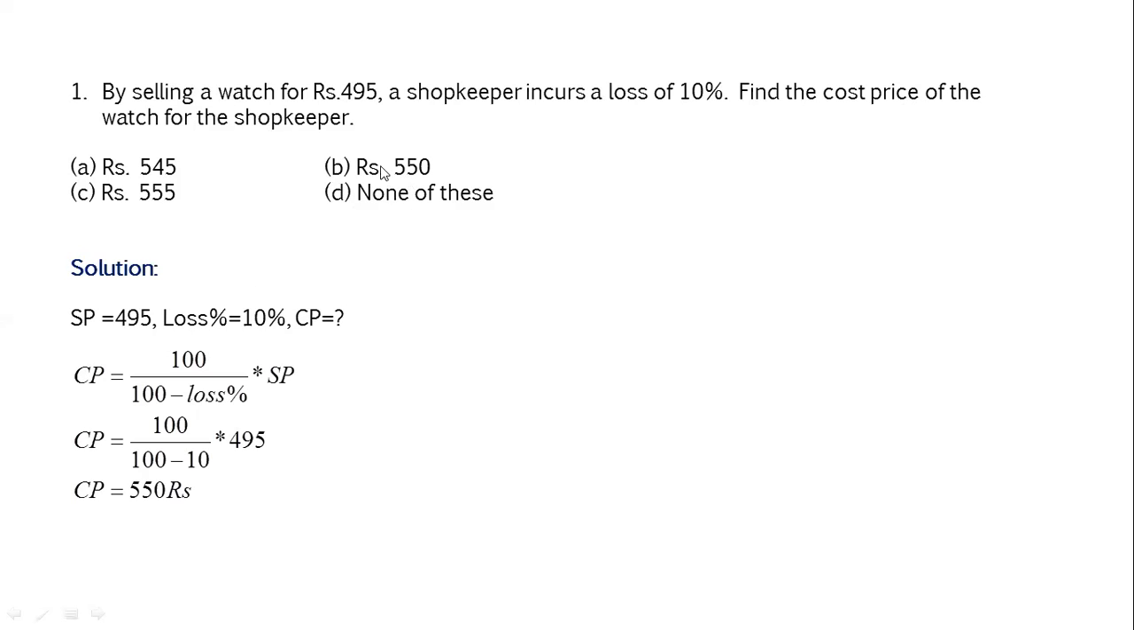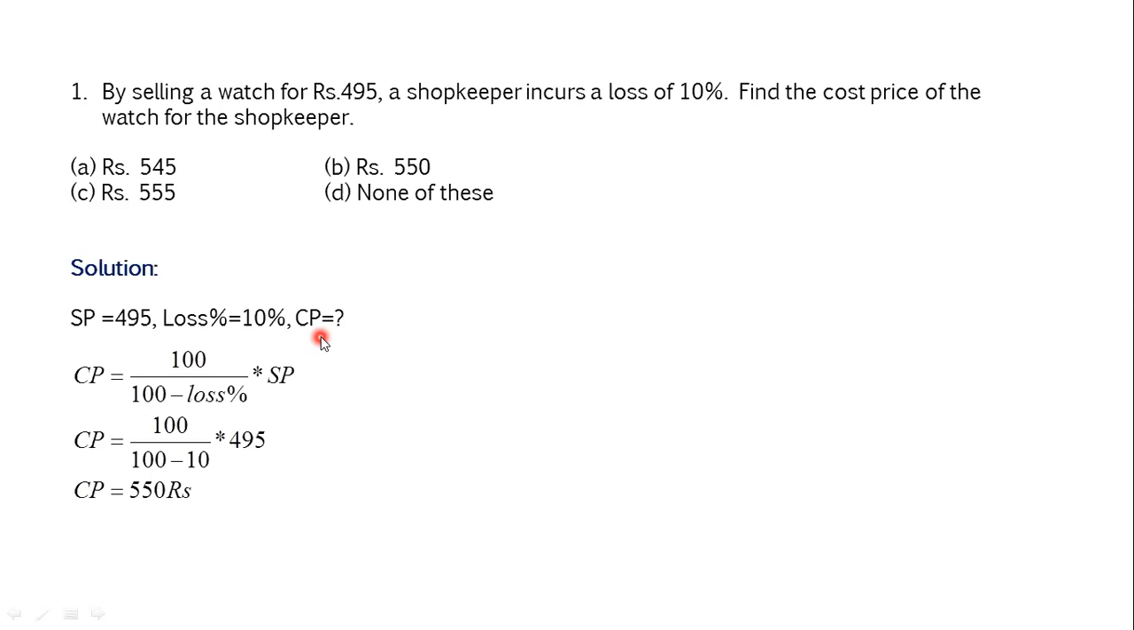What is the selling price here? 495. What is the loss percentage? 10%. So what we have to calculate? We have to calculate the cost price of the watch, that is CP. So we know the formula to calculate CP if SP and loss percentage are given.